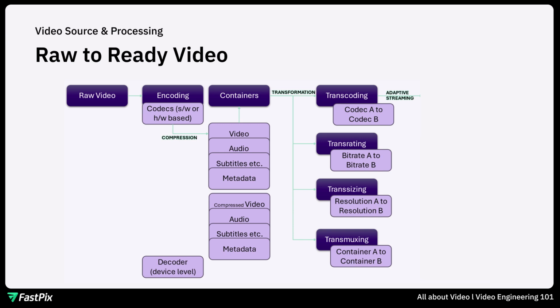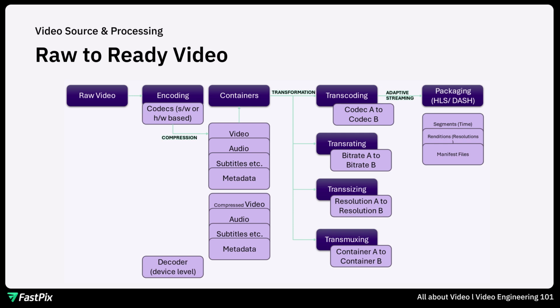Next, we've got transizing. In some cases, we also adjust the resolution of the video, known as transizing, so that viewers can choose from HD to lower resolutions, depending on their internet speed and device. And finally, there's transmuxing. Here, the video may be transferred to a different container format, like switching from MKV to MP4, without changing the video's quality or encoding.